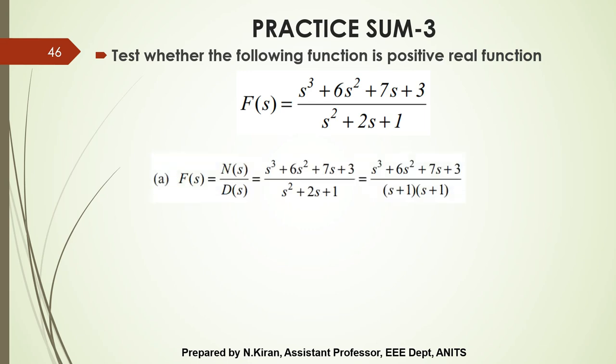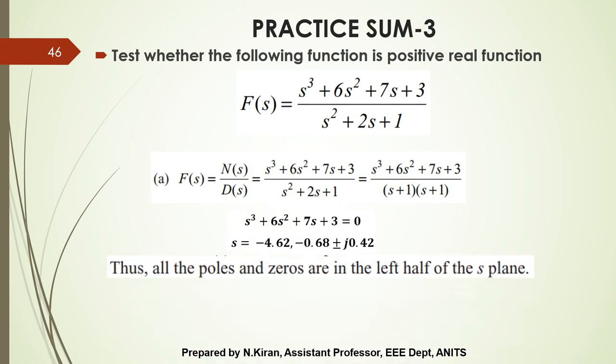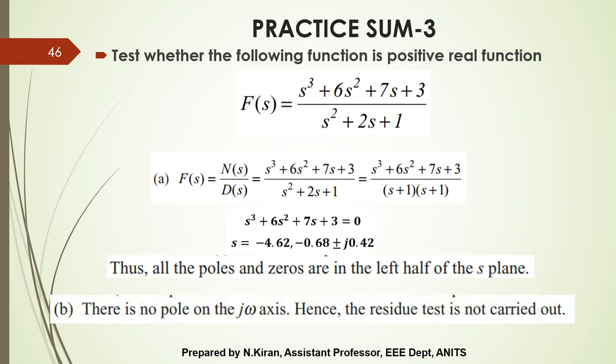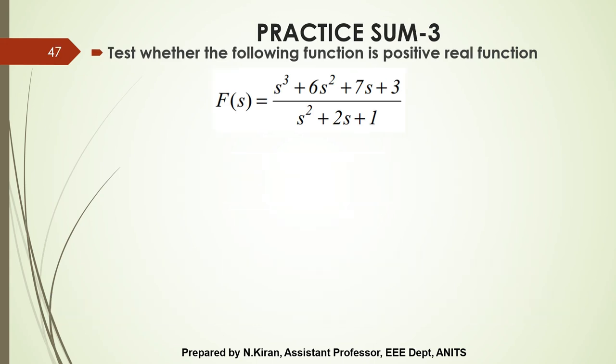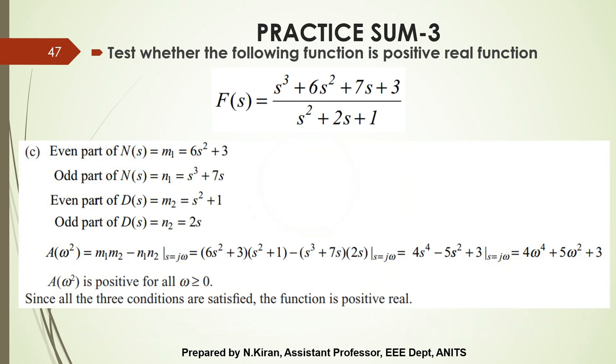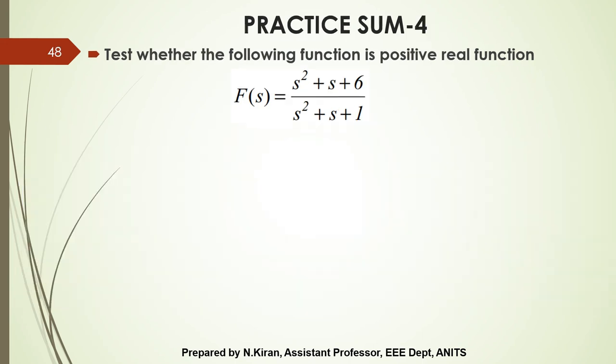The third practice sum, here also the same case, finding the poles and zeros, all are on the left half of the s plane. Okay. Since there is no pole on the j omega axis, there is no need for conducting the residue test. So finding the expression for A of omega square, here all the coefficients are positive. So obviously A of omega square is greater than or equal to 0. The given function is a positive real function.